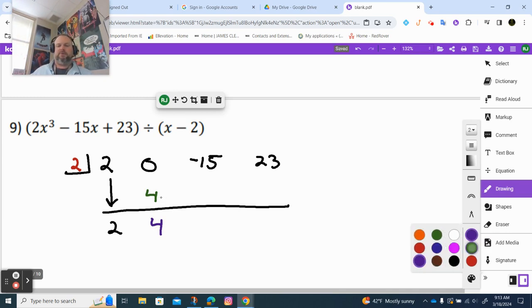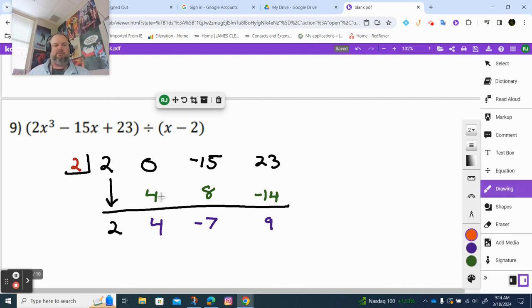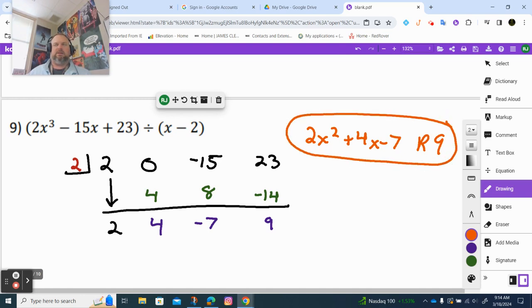Timeout times 4 is 8. This gives me -7. This gives me -14. This gives me 9. Ha! 2, 4, 7. 2x² + 4x - 7, remainder 9. All right. Woohoo! We're done.